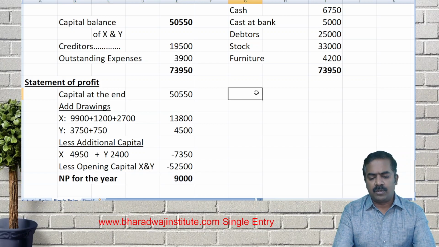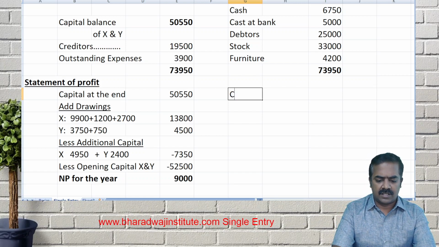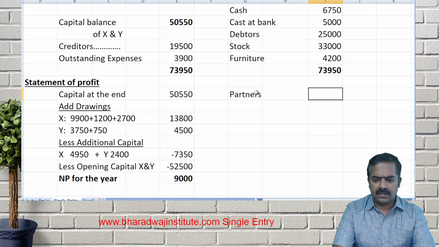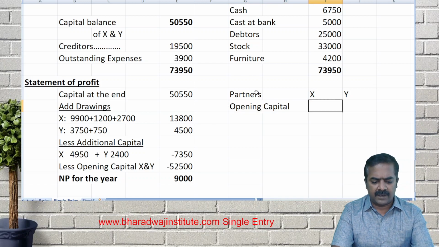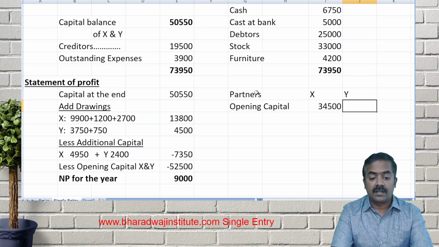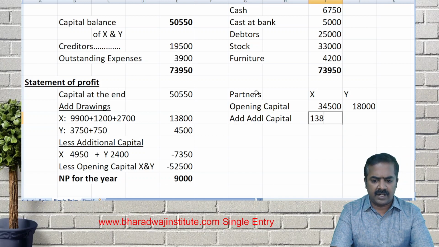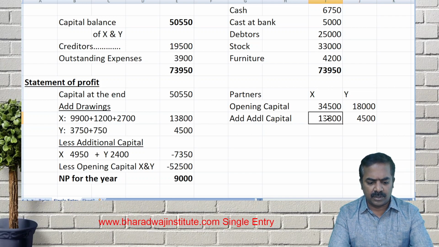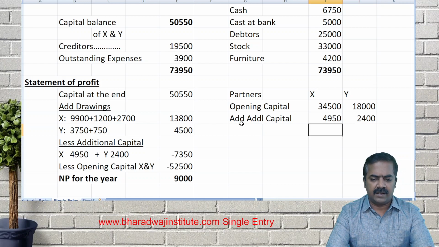Then we have to work out either the apportionment of profit or finding out the closing capital of X and Y. We have to reconcile always. Start. Who are the partners? X and Y. What is the opening capital of X and Y separately? 34,500 and 18,000. Add additional capital. What is additional capital? X and Y, 13,800 and 4,500. Sorry, additional capital, 4,950. And 2,400, that is expenses personally paid.